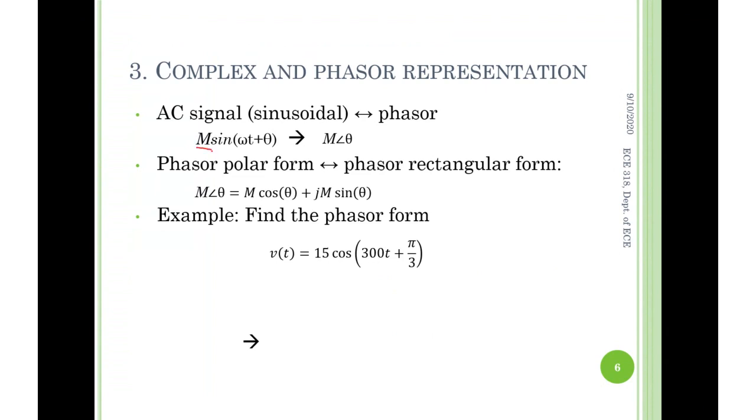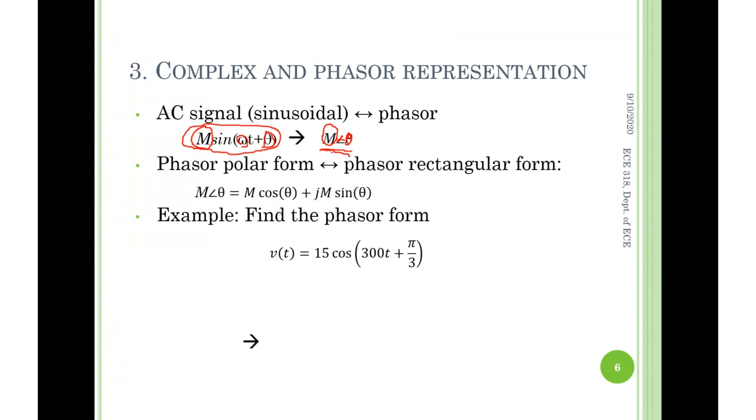One AC sinusoidal time domain expression like this is equivalent to a phasor. From the sinusoidal, we know the capital M is the magnitude, omega is the angular frequency, and theta is the phase angle. It corresponds to a phasor where we have the magnitude and the phase angle theta. This is how we convert a sinusoidal to a phasor. A very simple representation.